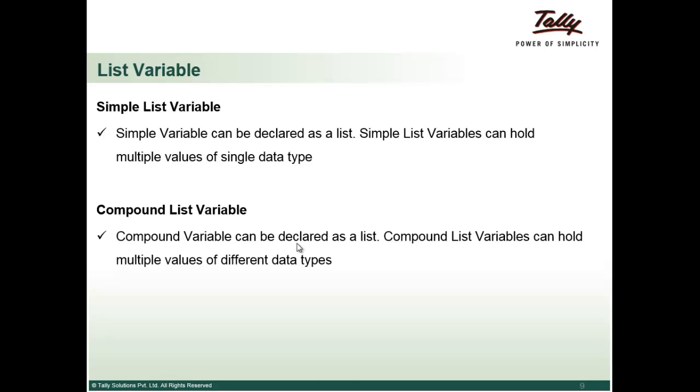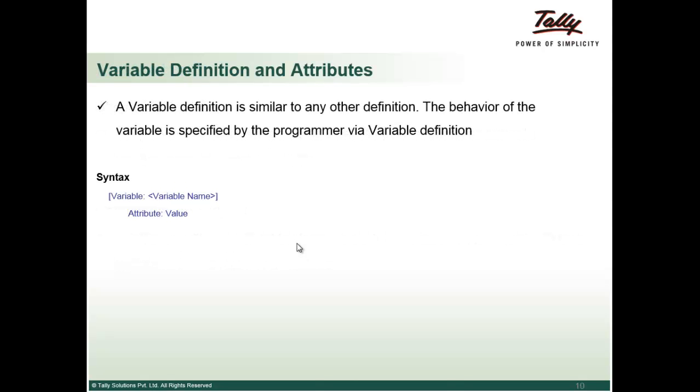Now we'll see what a compound list variable is. A compound list variable can be declared as a list also, and compound list variables can hold multiple values of different data types. We know that a compound variable can hold values of different data types, and a compound list variable holds multiple values of different data types. So this is a compound list variable. Next we will quickly go through, in developer, an example of all these types of variables.